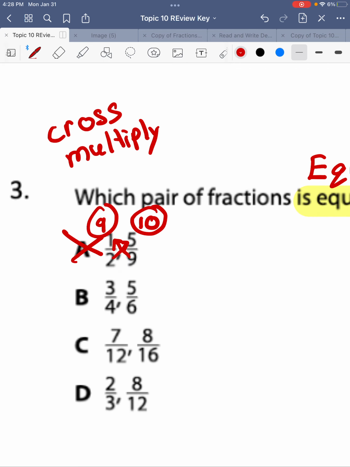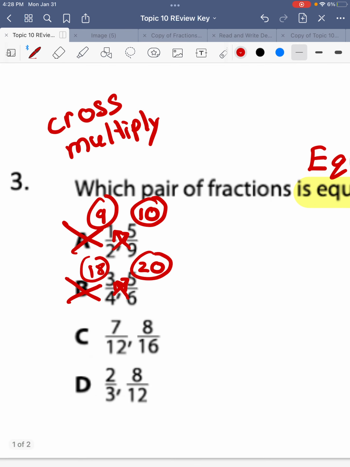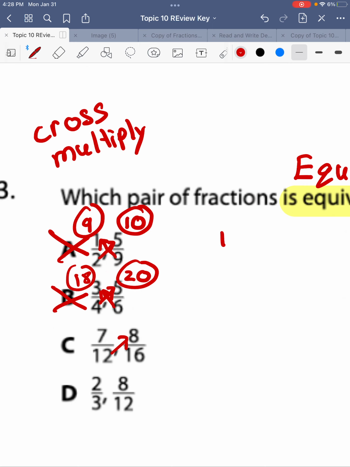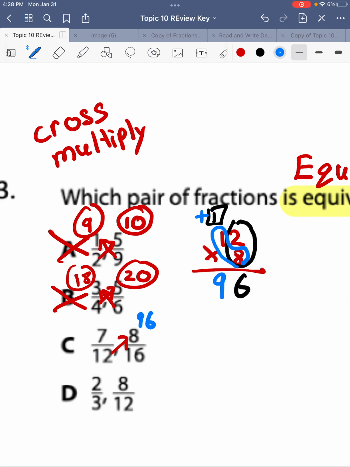Let's do B. For B, I have 4 times 5, I get 20. I have 6 times 3, I get 18. These numbers are not equal, so B is not my answer. For C, 12 times 8. If we don't know what 12 times 8 is, we can just work it out here. 2 times 8 is 16. Put my 1 up here, 6 down here. 8 times 1 is 8. Plus 1 is 9. So 12 times 8 is 96.